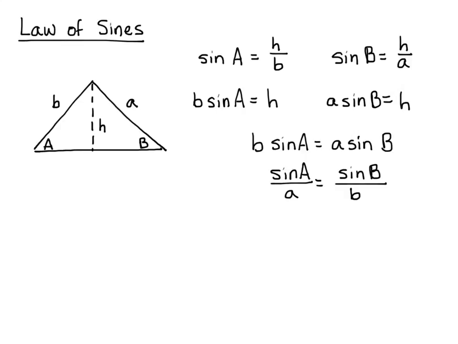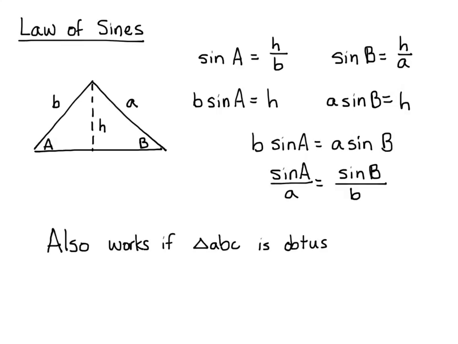So if I, instead of dropping this from the vertex where angle C is, do the same thing where angle B is or where angle A is, I would get the other ones, and I would also include C in this.